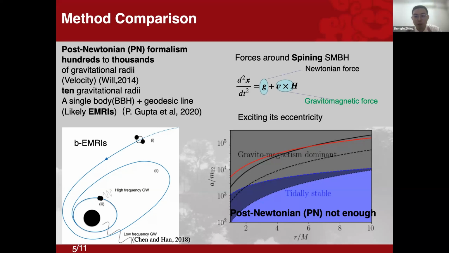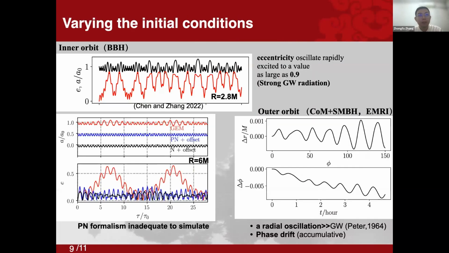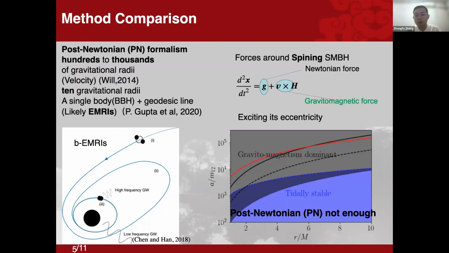Actually, it's a good question, but it's stable. Why? You see this figure, the blue line. I show the tidal stable regions. I use the Hill radius, and this is below the Hill radius. So this system is stable. And in my simulation, if the system is not stable, it will be disrupted. I see. Okay, thank you.